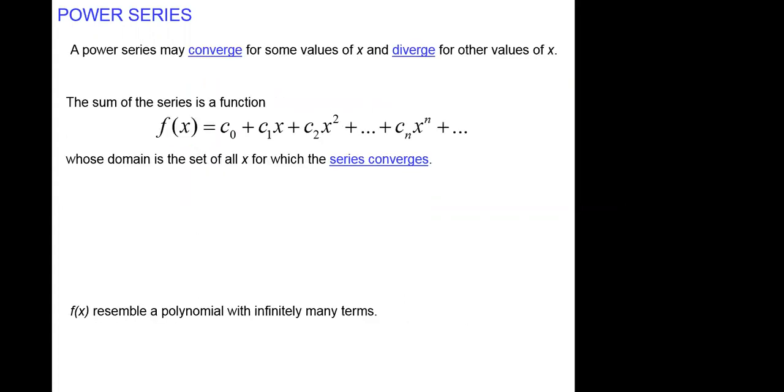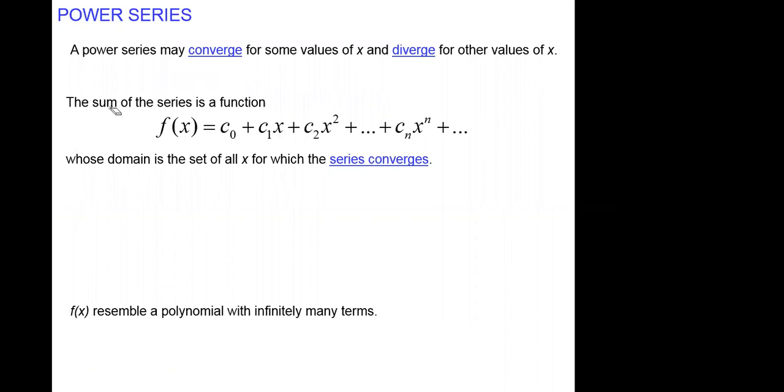Now the power series may converge for some values of x and may diverge for other values of x. Since we now have that unknown, the variable, we may have a situation where the power series is convergent or divergent for certain values of x. And we have to figure out the set of these values.